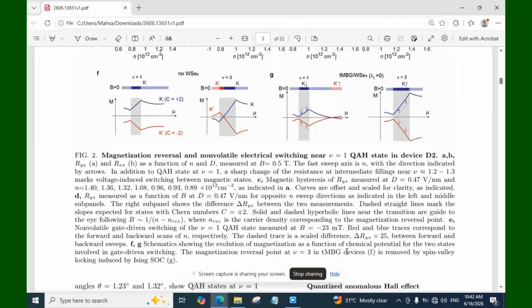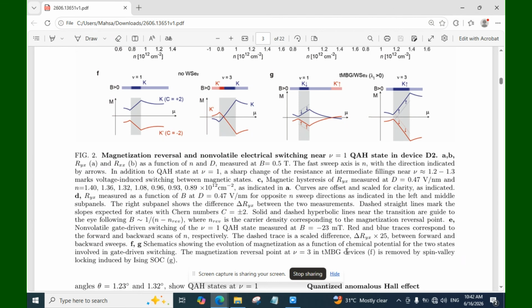Figure 2 illustrates magnetization reversal and non-volatile electrical switching near the nu equals 1 quantized anomalous Hall state in device D2. Rxx and Rxy are shown as a function of n and D, measured at B equals 0.5 Tesla. The fast axis is n, with direction indicated by arrows.